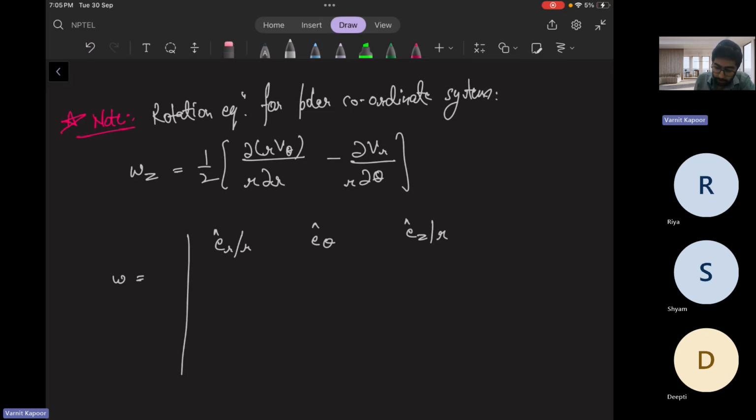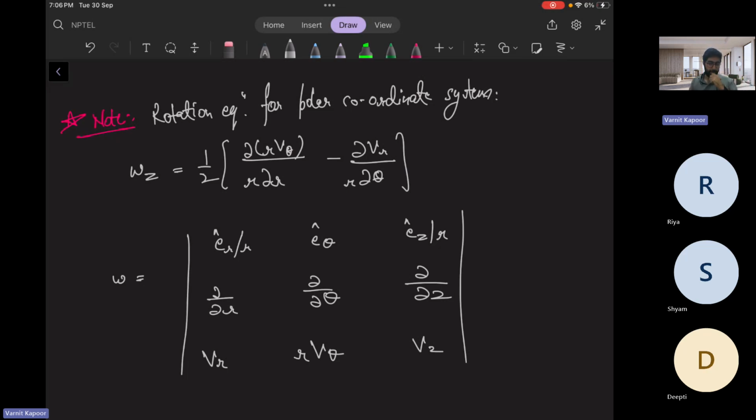Okay, so this row is dou by dou r, this row is dou by dou theta, this row is dou by dou z, this is vr, this is r v theta, this is vz. If you remember this, you can get the z component, that is dou of r v theta by dou r minus dou vr by dou theta, over r, as a total. Okay, so just remember this. You can see the proofs of each and every one of it from the textbooks. I'm not interested in going through long derivations right now.